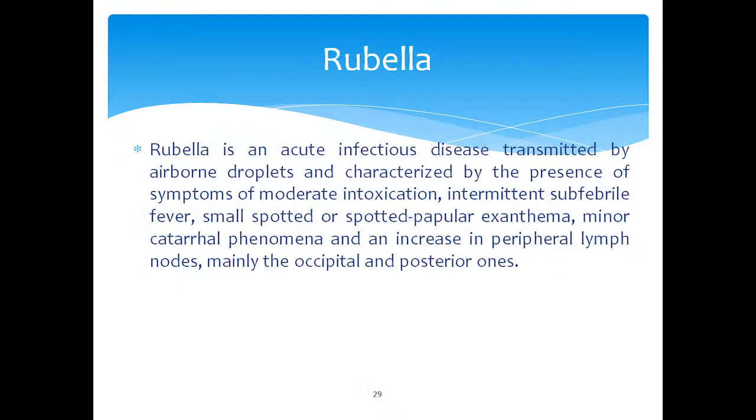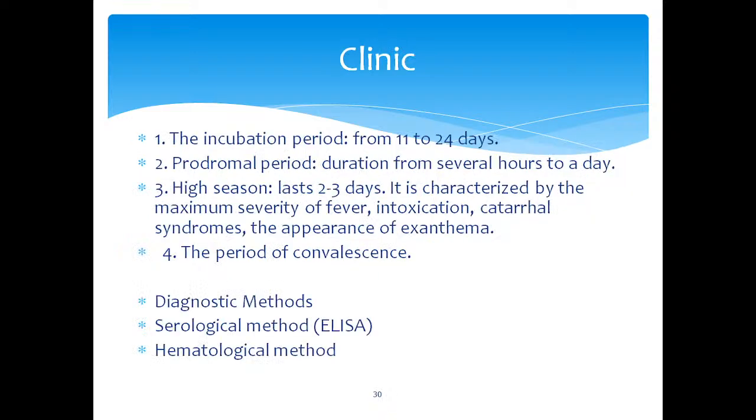Rubella. Rubella is an acute infectious disease transmitted by airborne droplets and characterized by symptoms of moderate intoxication, intermittent subfebrile fever, small spotted or spotted papular exanthema, catarrhal phenomena and an increase in peripheral lymph nodes, mainly the occipital and posterior ones. Clinic: incubation period 11-24 days, prodromal period lasts from several hours to a day, the rash period lasts 2-3 days, then the period of convalescence.